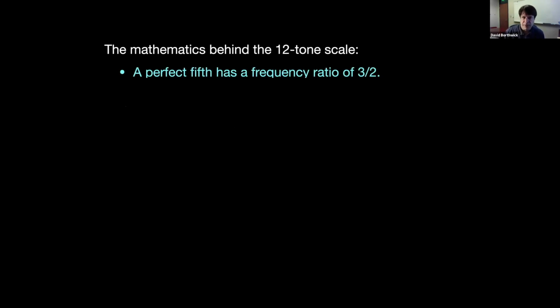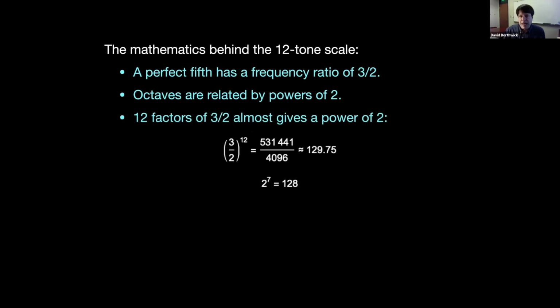As we said, a perfect fifth has a ratio of 3/2, and octaves are related by powers of 2. And so if you add 12 perfect fifths, you keep raising the frequency until you get to (3/2)^12. That's almost a factor of 130. And that's almost 7 octaves, because 2^7 is 128. So that's the point at which you choose to stop, where you've almost closed the circle.